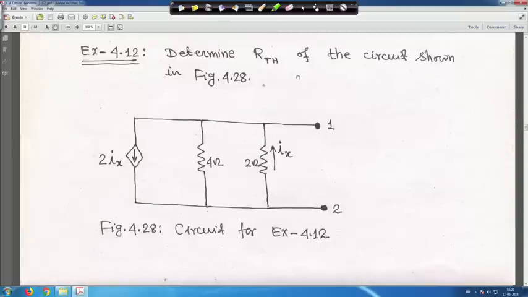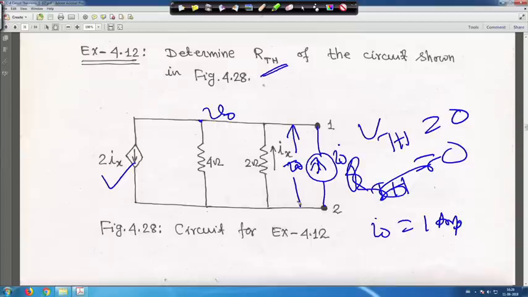This is 2 Ix and this is Ix, so a dependent source is there. What you can do is connect an independent current source I0. You can take I0 as any value, say 1 ampere, and say this voltage is V0. This is a common node, and this is your V0. So R Thevenin you will get as V0 by I0.